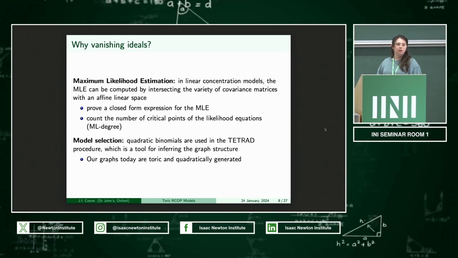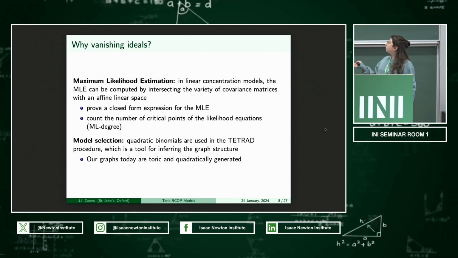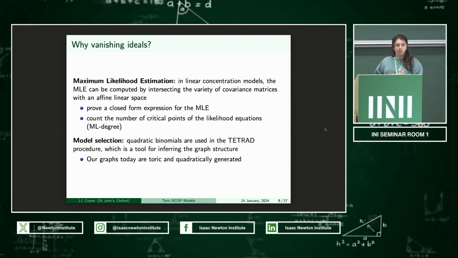Well, they're useful for a lot of these maximum likelihood estimation problems. Especially in the case of linear concentration models, you can compute the MLE by taking this variety of the covariance matrices and intersecting it with an affine linear space that's specified by your data. So having the vanishing ideal, I think you can see why it would be useful for this. If you think you have a closed form expression for the MLE, you could prove that it works. Or more realistically, you could count the number of critical points of the log likelihood function using this ideal, and that's the ML degree of your model.